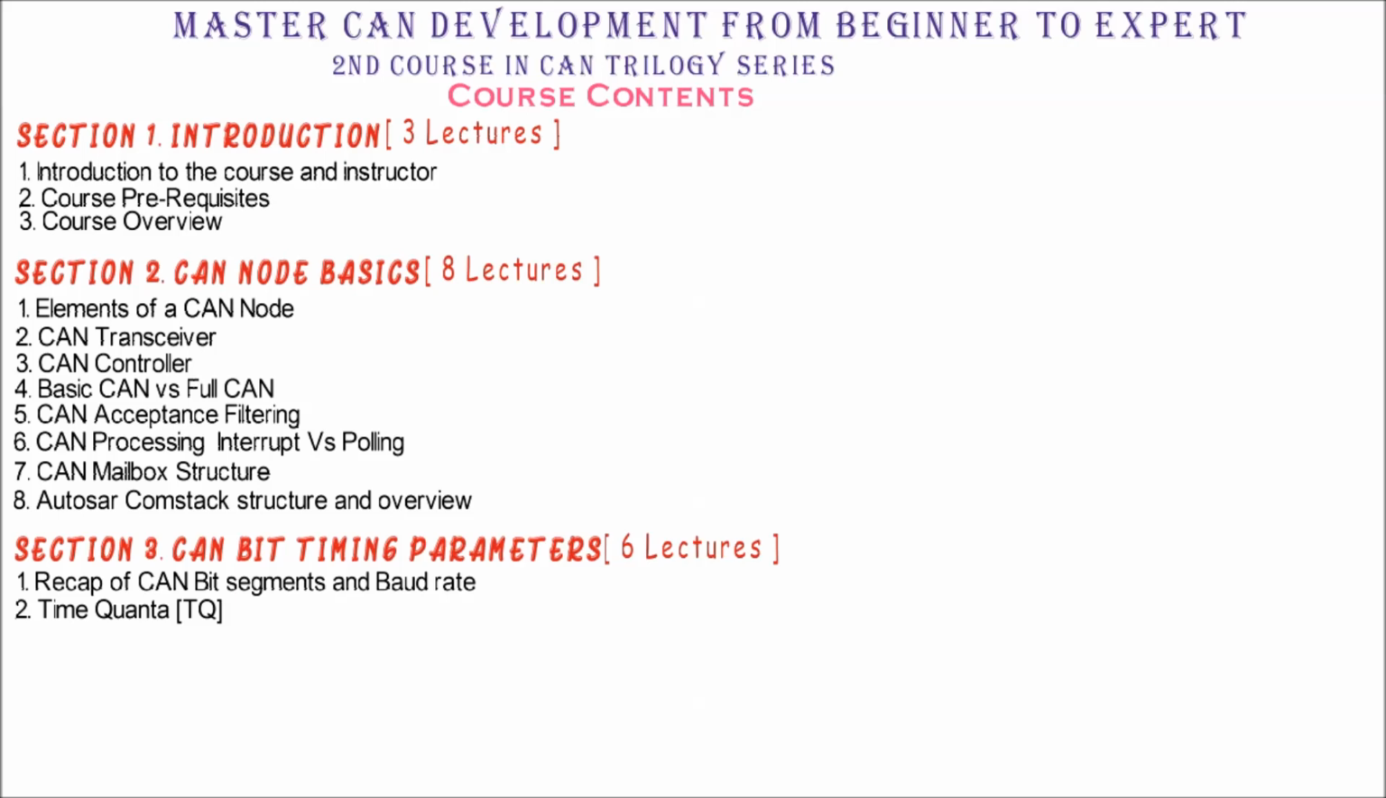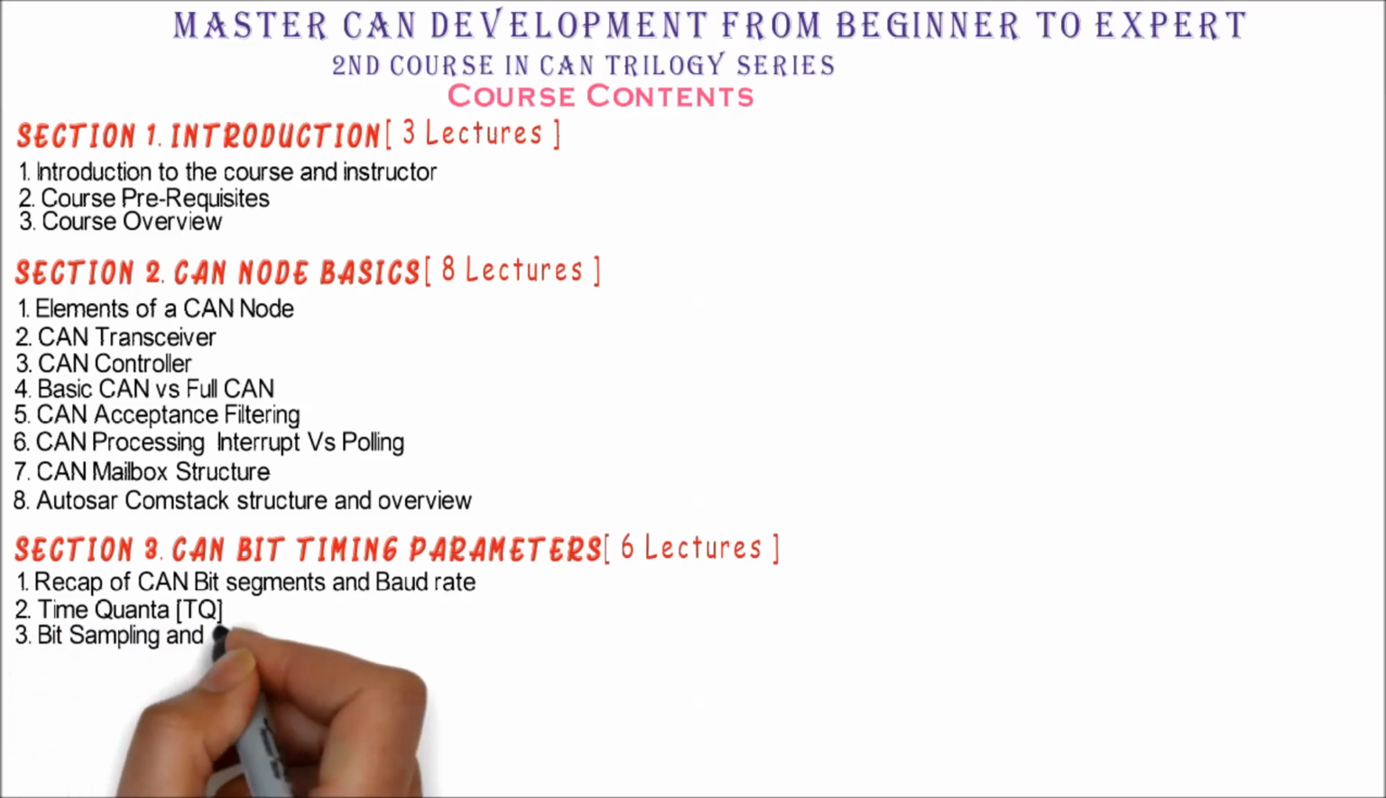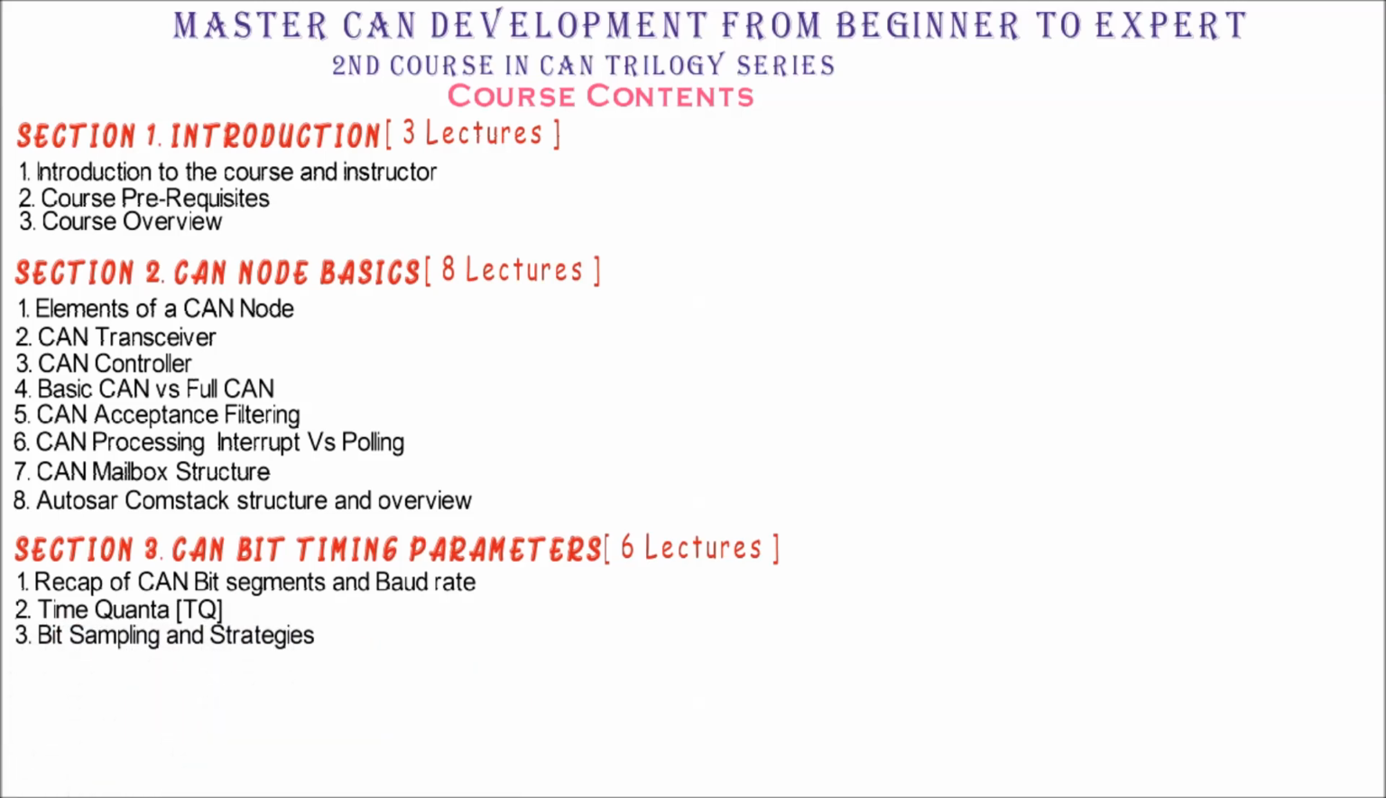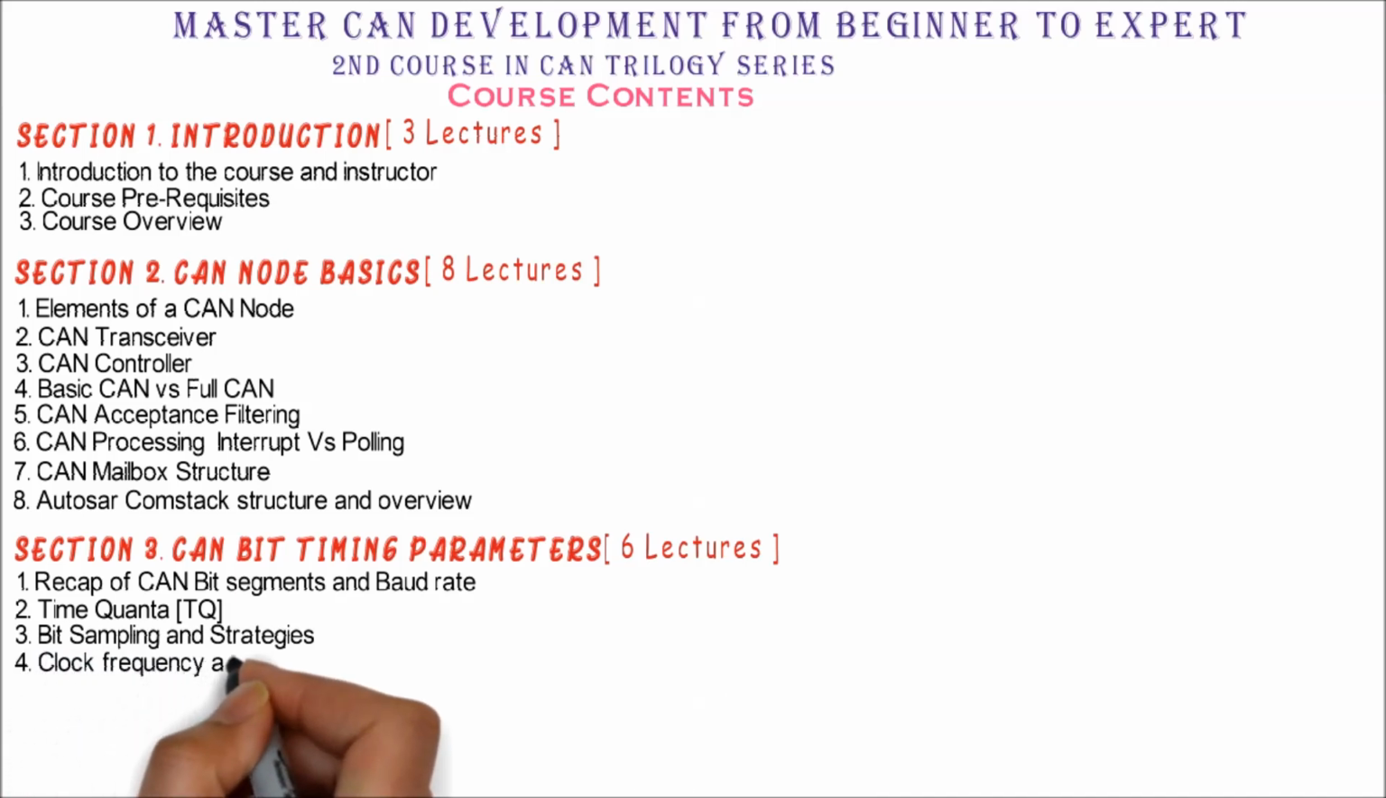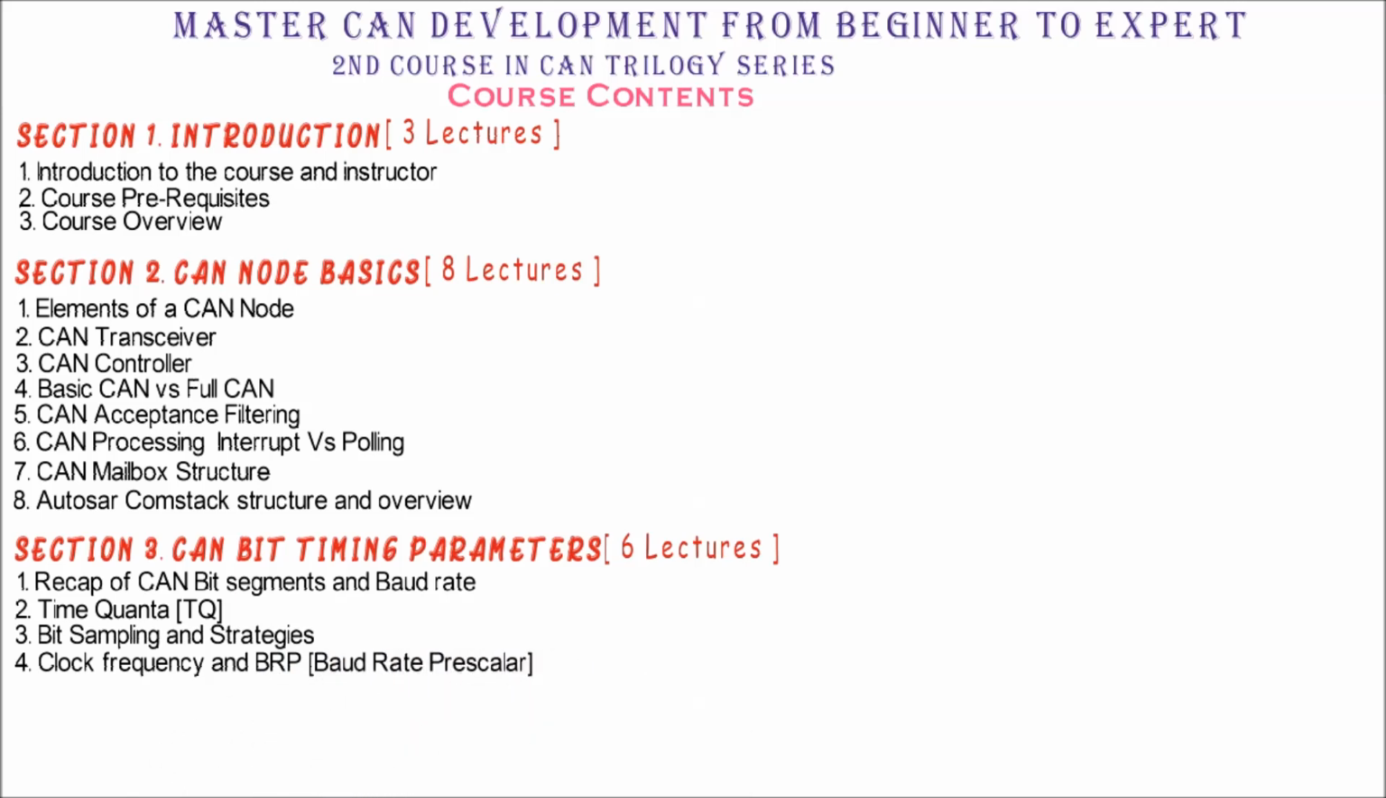Here we understand the basic time unit of the CAN communication, which is time quanta, is explained. Next, we have bit sampling and strategies. Here we learn about different strategies for the bit sampling. After this, the clock frequency and BRP, which is baud rate prescaler. In this, we explore how clock frequency and BRP affect CAN communication and derivation of time quanta value from that.